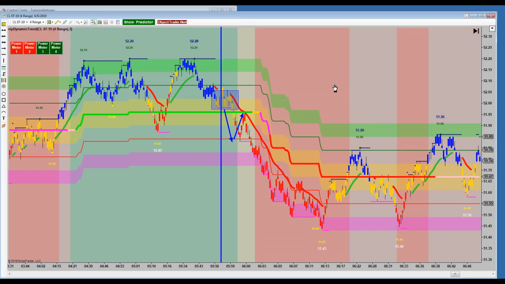Now, going back to crude this morning, after you had this big thrust down, if you caught this short and put a couple contracts on it, you were probably set for the morning right there. That was just a beautiful short trade.